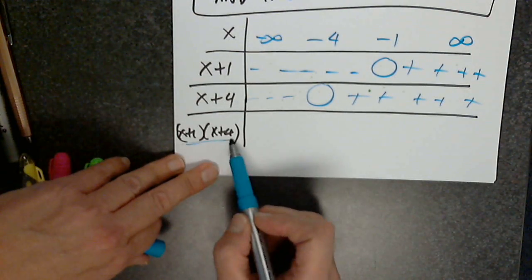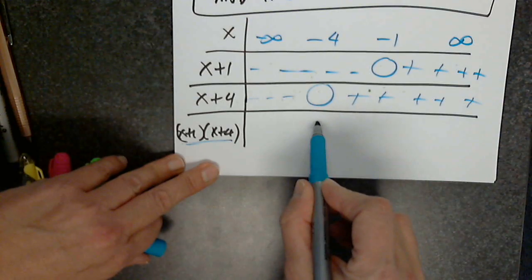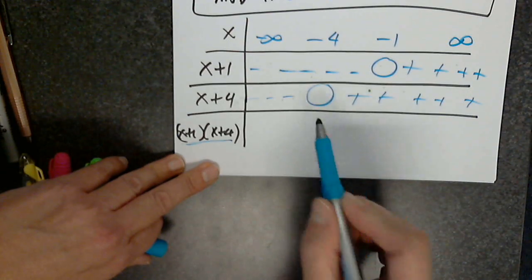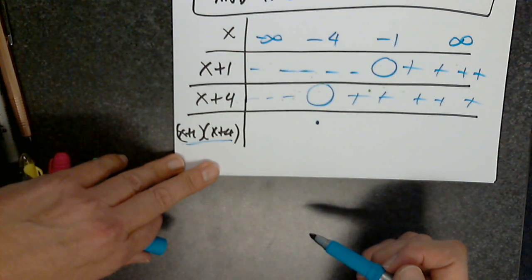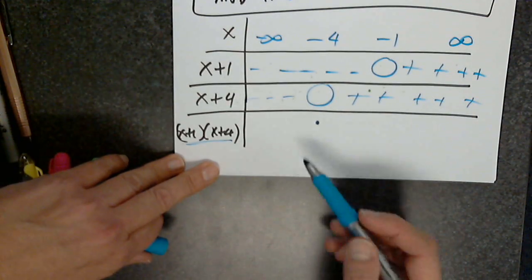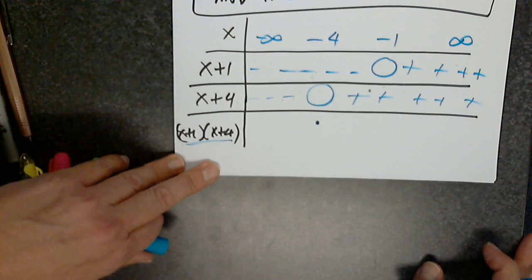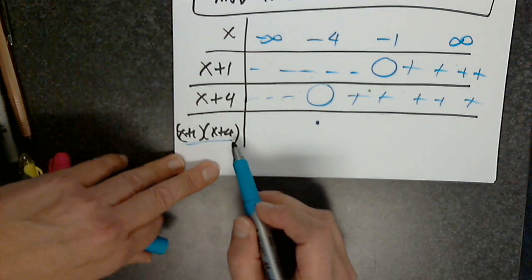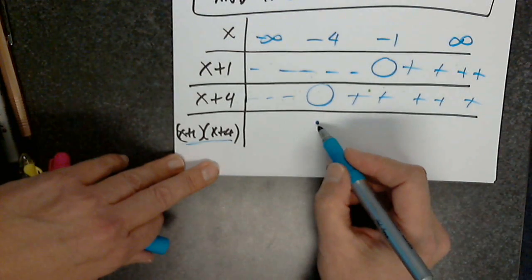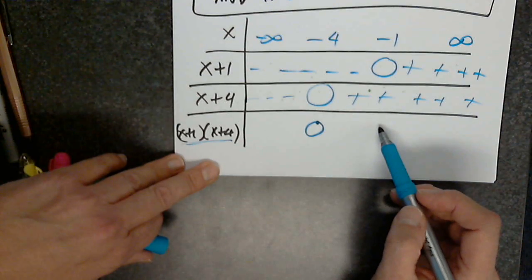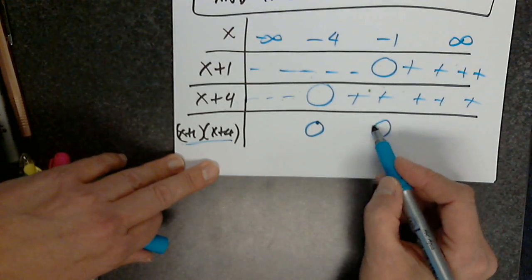Now, this product, when x is negative 4, what is it? You don't have to plug it in. One of them is 0. You don't even have to think. At negative 4, one of the 2 factors is 0. What is the answer? x plus 4. 0. At negative 1, the other factor is 0. You don't have to think. What is it? Perfect.